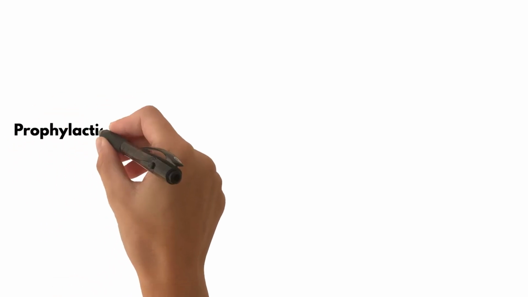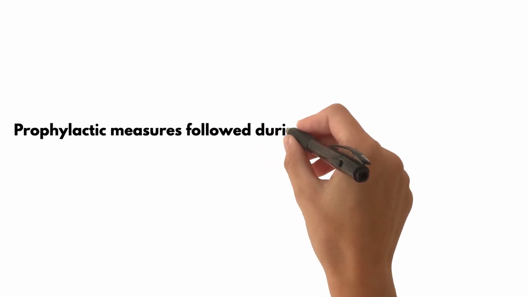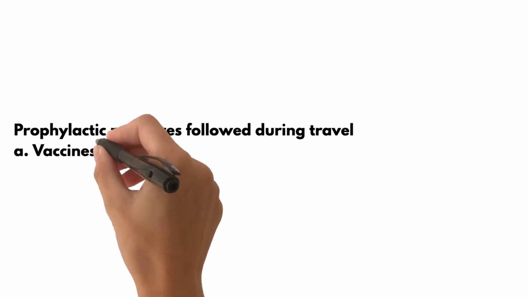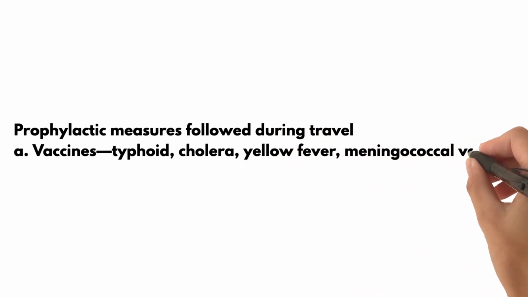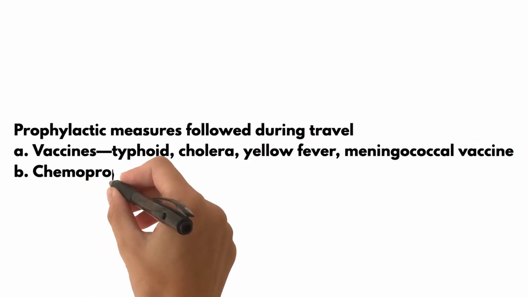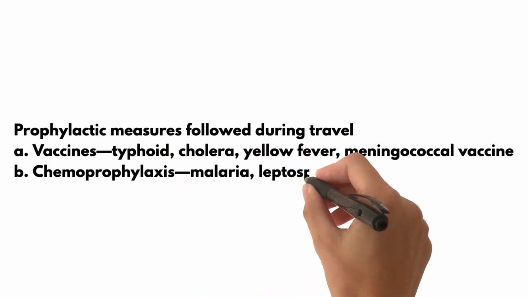We must find out the history for prophylactic measures followed during travel. Firstly, vaccines like typhoid, cholera, yellow fever, meningococcal vaccine. Secondly, chemoprophylaxis like malaria, leptospirosis.